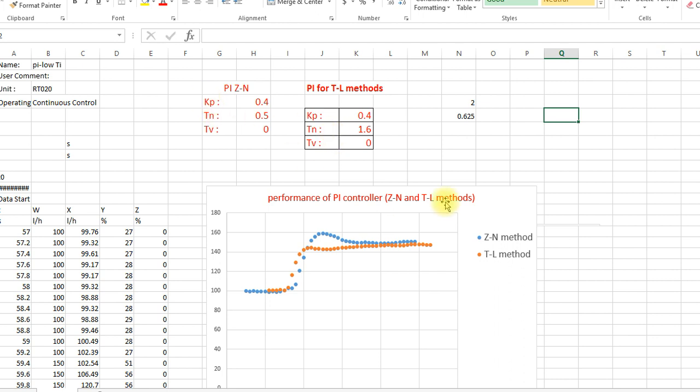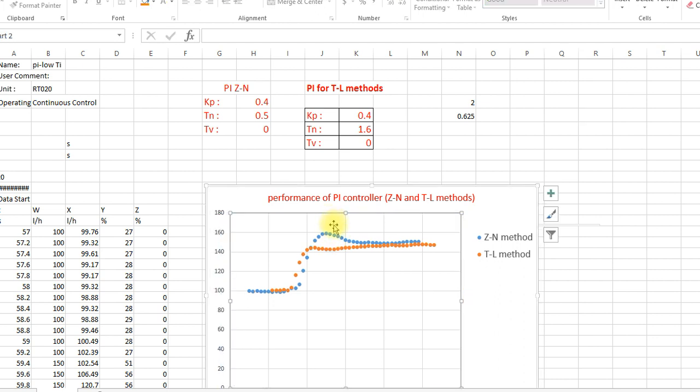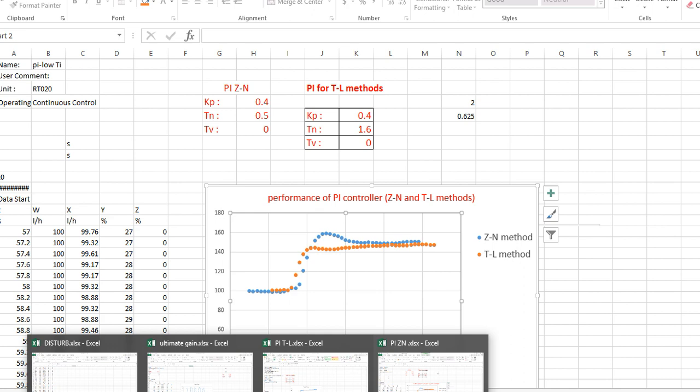I expect you to do the same analysis for PID Ziegler and PID TL. Try to plot like this on the same graph to compare. Okay, and we have one more thing. What about disturbance?